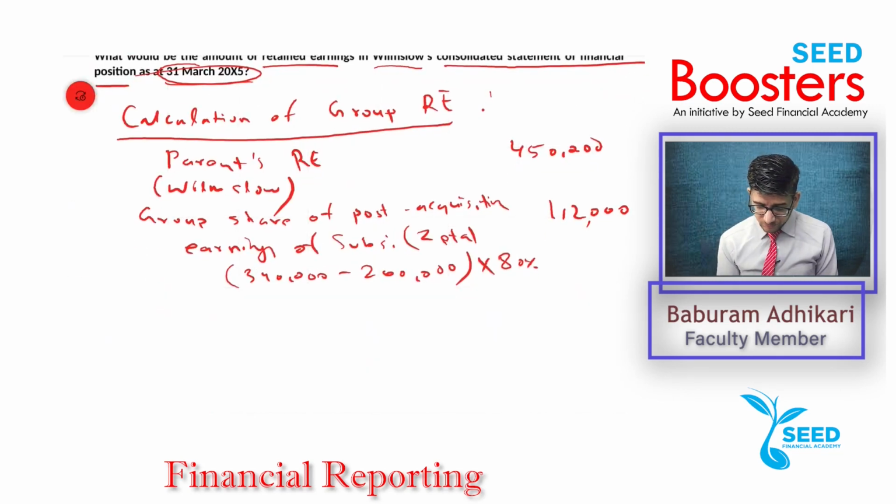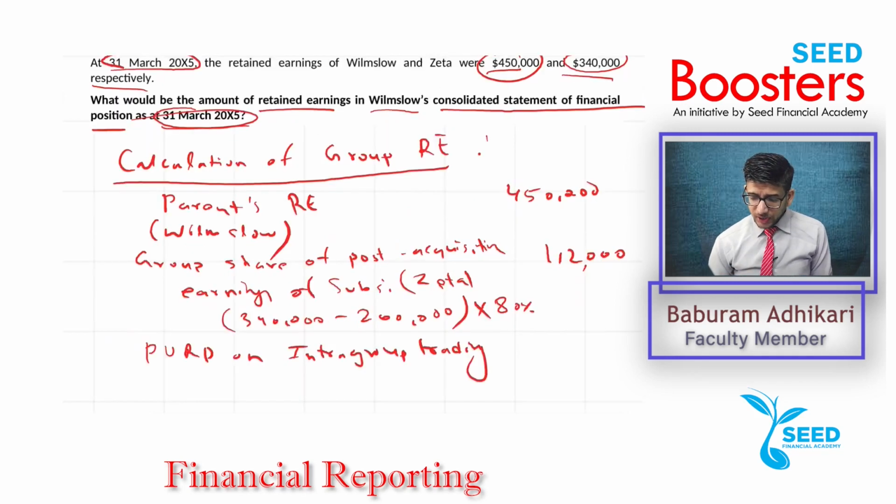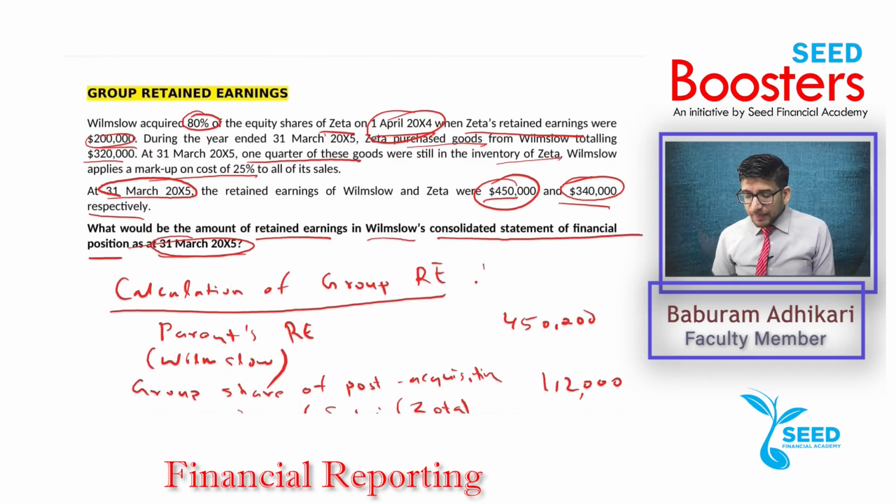So, PURP on intra-group trading. There is one point to note here. If the seller is the parent, then the unrealized profit is within the parent's retained earning. So we need to make the adjustment of PURP in the calculation of group retained earning.